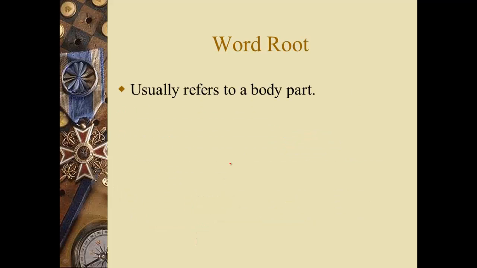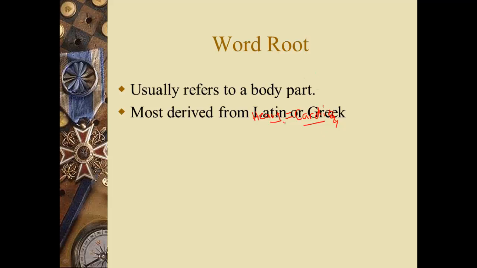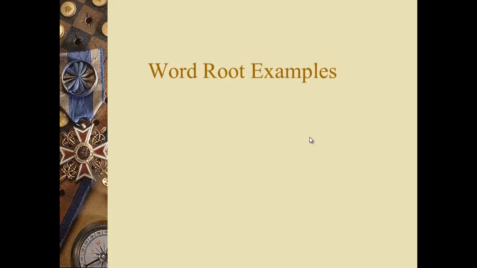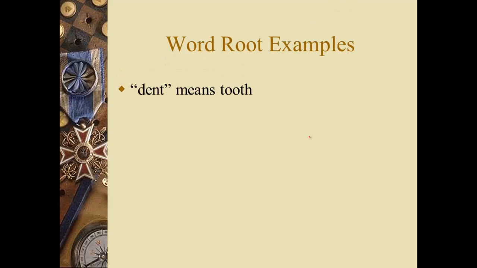In the case of medical terminology, the word root is usually referring to a body part, like heart equals cardio or cardia, depending on what the suffix is, but card refers to heart. Most are derived from Latin or Greek. I know you can't see that, but that's what it says, Latin or Greek. Here are some examples. Dent, for example, means tooth. Dermat means skin. Derm or dermat means skin.